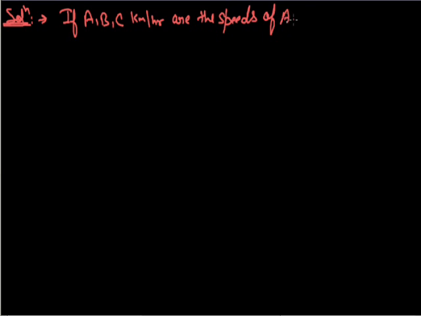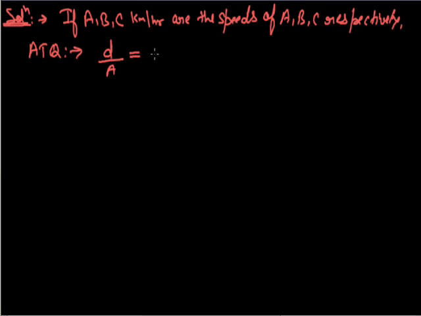Okay. Now let the speeds of A, B, C be a, b, c kilometers per hour respectively. Then, according to the given question, we have the time taken by A to cover a distance D is equal to the time taken by B to cover the distance D minus 30. Okay, let it be equation 1.